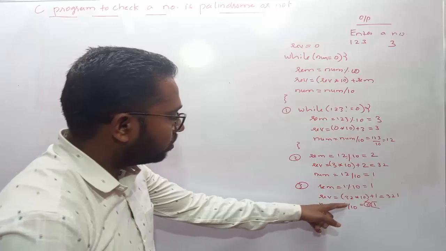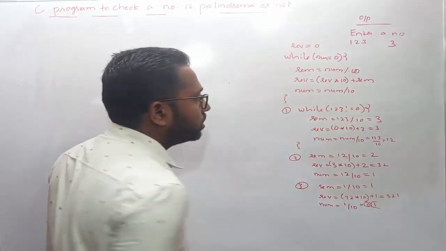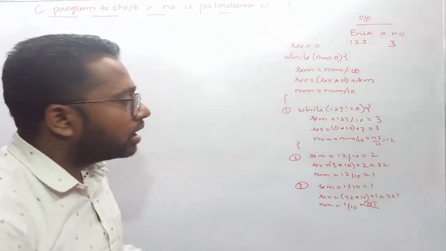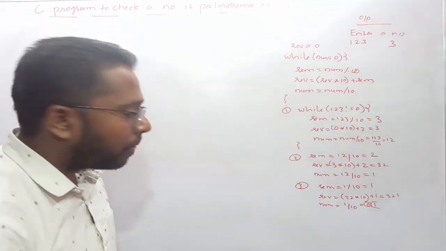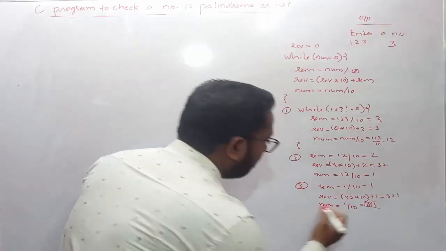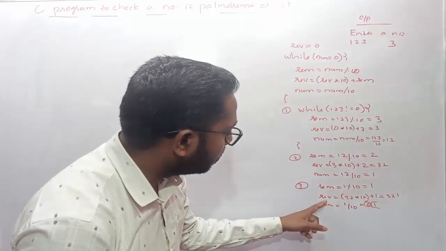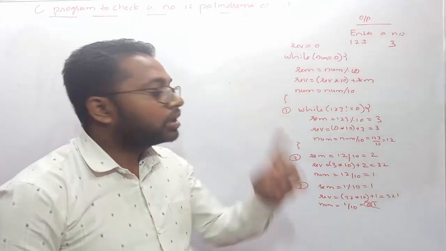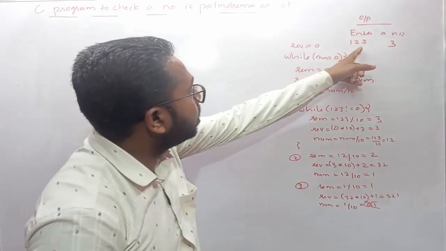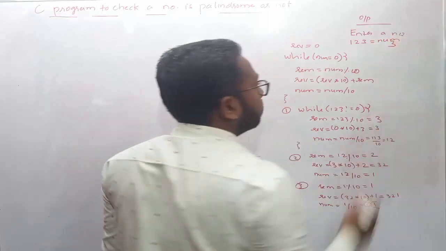So num value 0 again gets passed to while loop to check 0 is not equals to 0. No, condition becomes false. When the condition becomes false, control will come outside the while loop and now the comparison will be made. 321. Now the value of reverse is 321. And what was the initial value of num? The initial value of num was 123. This was the value of num.